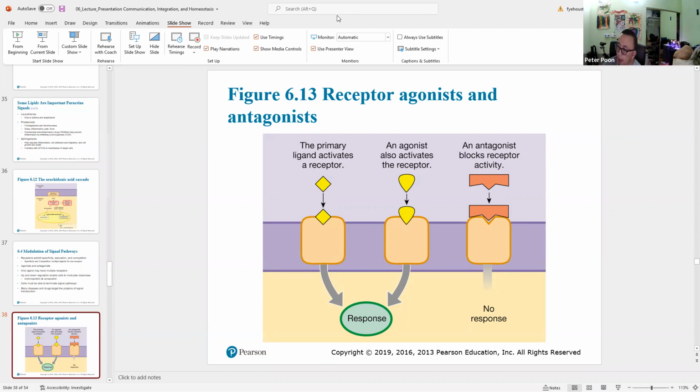So antagonists and agonists are basically a lot of drugs. That's what they target. They target a specific receptor. They either want to turn it off or turn it on, right?